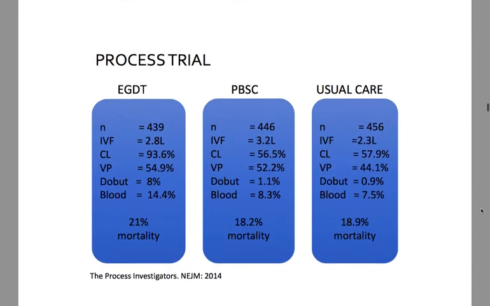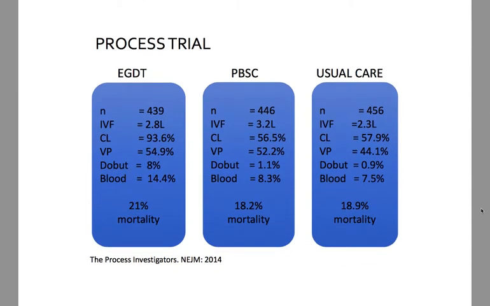And to drill down into that a little bit more in detail, if you look at the ProCESS trial, for example, when they broke it down into groups, they had over 400 patients per group. The total amount of fluids they received was about 2.8 versus 3 versus 2.3 liters in roughly the first 6 hours of resuscitation. They put in way more central lines in the early goal-directed therapy group. The amount of pressors was relatively unchanged. There was a lot more dobutamine and blood transfusion use in the early goal-directed therapy group. But again, no difference in mortality using what we would consider our modern day resuscitation skills compared to what we used to do back in the olden days.